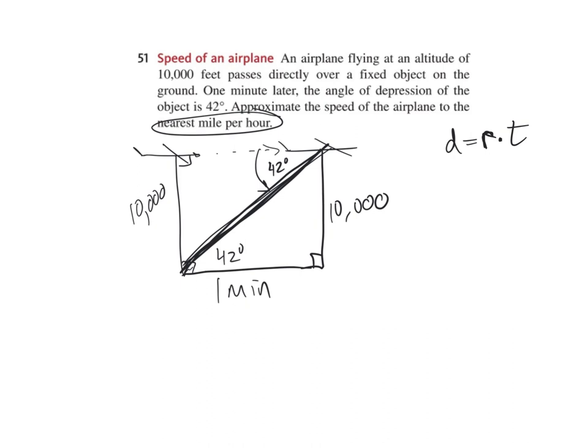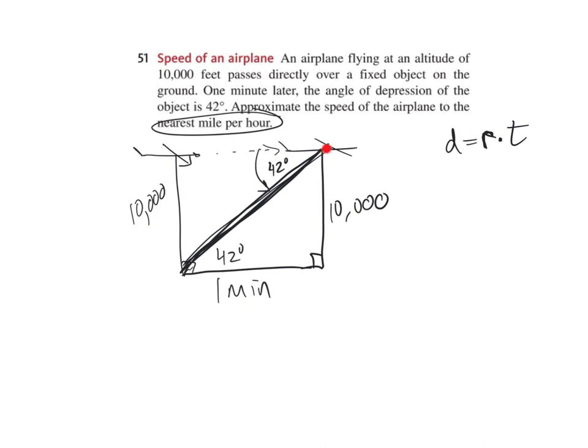All right, 51, speed of an airplane. Remember, distance equals rate times time. Talking about speed. An airplane flying at an altitude of 10,000 feet passes directly over a fixed object. So right now, here's the airplane over this object. 1 minute later, so 1 minute has passed, the airplane is now right here, has an angle of depression going down of 42 degrees. All right. Approximate the speed of the airplane to the nearest mile per hour.